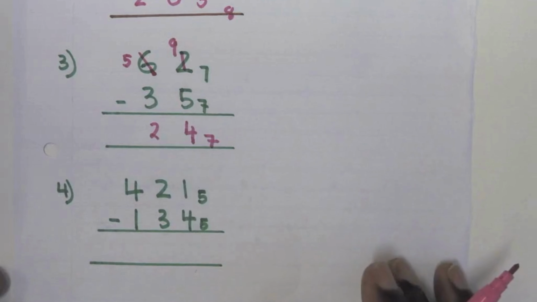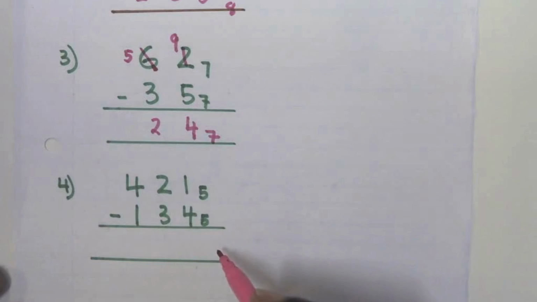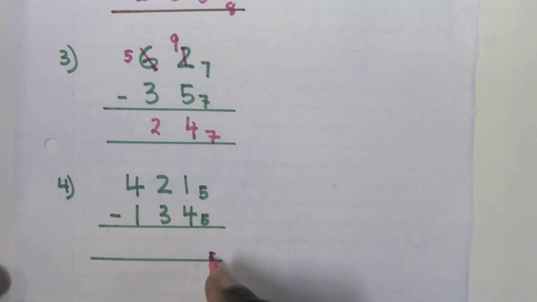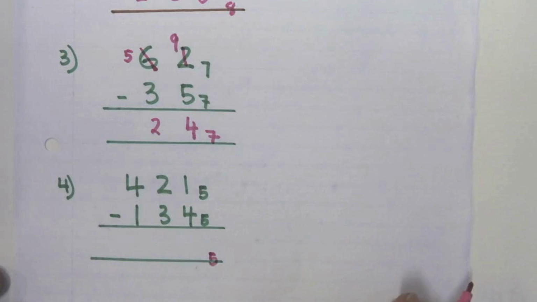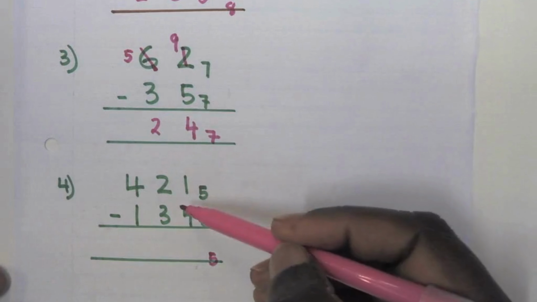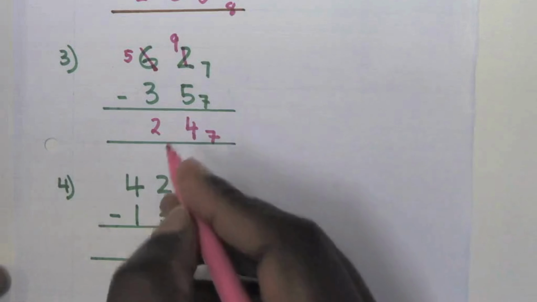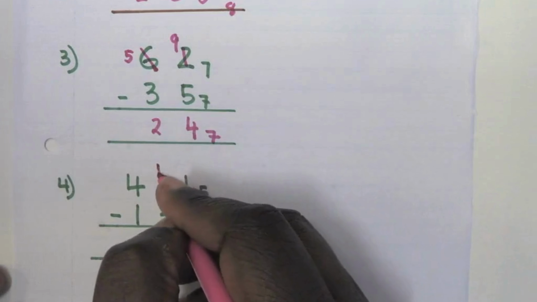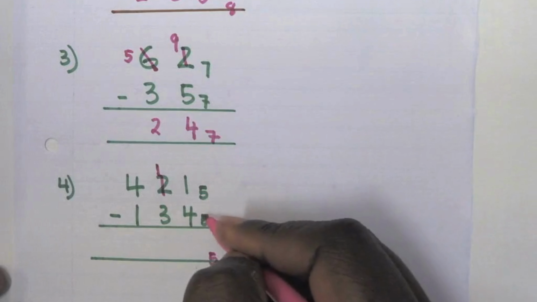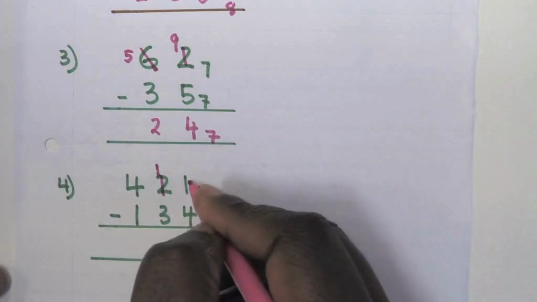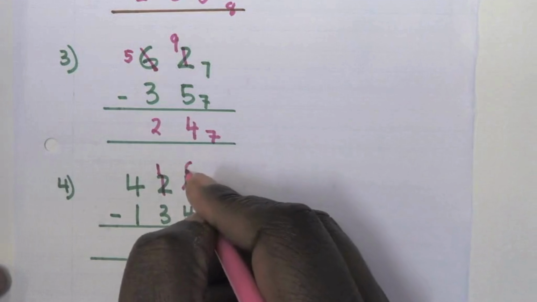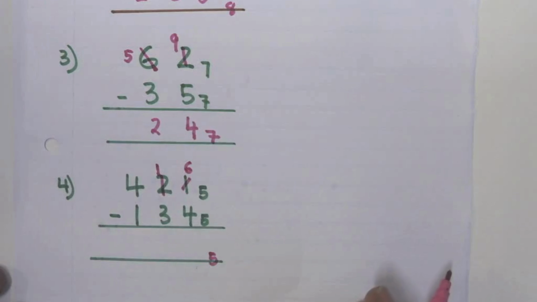Let's look at number 4, where we are subtracting numbers which are in base 5. So our answer here must be in base 5 as well. Again, if I look at this part here, I notice that I have to borrow here. And if I borrow here, I'm going to be left with 1. But because I'm in base 5, I have borrowed a 5. So if I add it here, I'm going to get a 6.